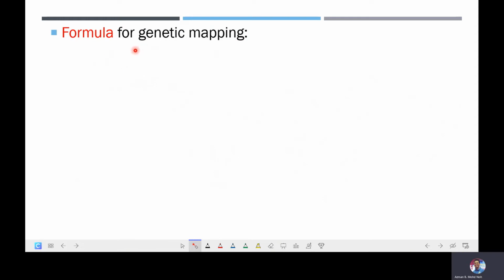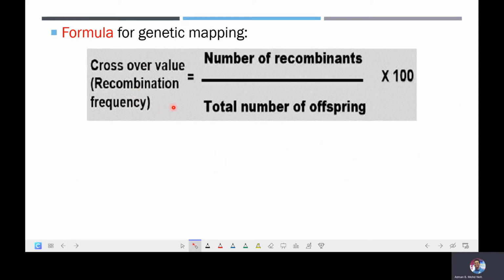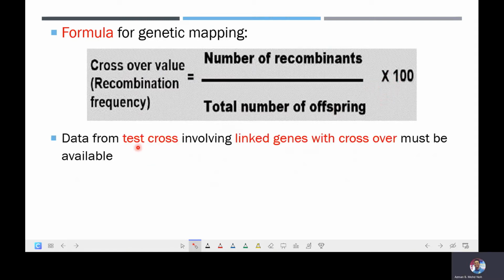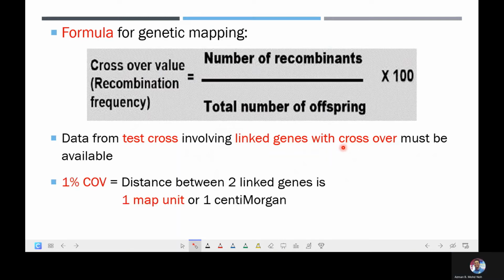There is a formula to do this genetic mapping. The crossover value will be the number of recombinants divided by the total number of offspring, and we times with 100. In order to calculate, we need to have the data from a test cross involving linked genes with crossover. And if 1% of the value of COV, this shows that the distance between two linked genes is 1 map unit or 1 centimorgan.